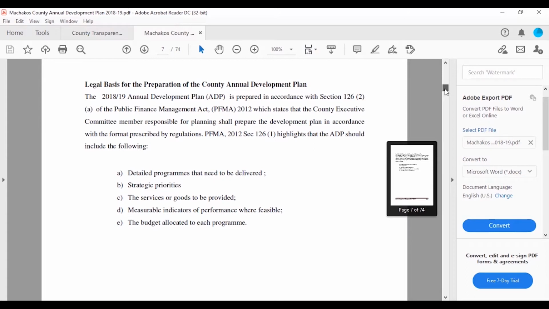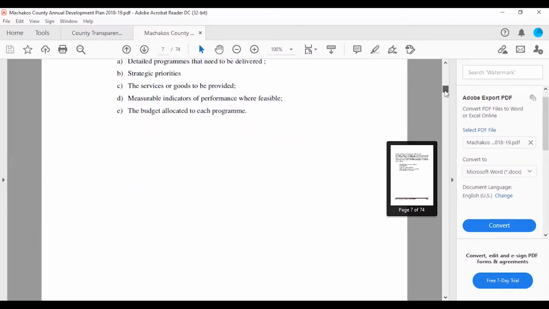The Public Finance Management Act 2012, section 126(1) highlights that the ADP should include the following: detailed programs that need to be delivered, strategic priorities, the services or goods to be provided, and measurable indicators of performance where feasible, and the budget allocated to each program. So these are some of the things we are going to look at to see whether the programs that have been highlighted are in detail. And we'll also get to know the strategic priorities, the services or goods to be provided, measurable indicators of performance, and the budget allocated to each program.